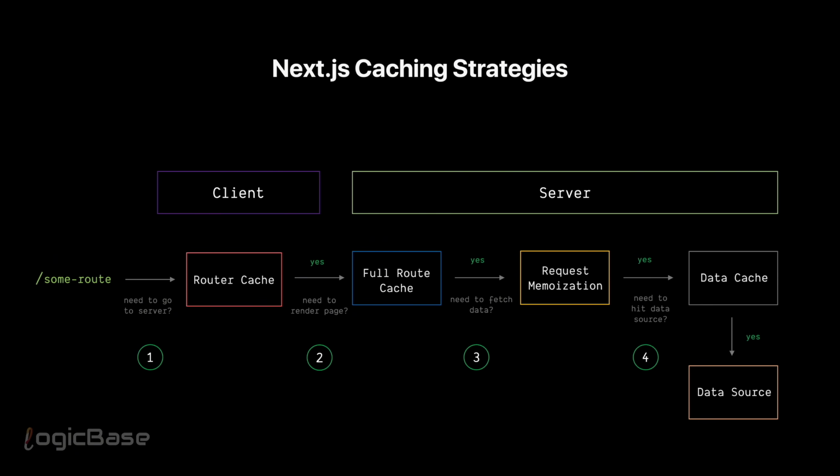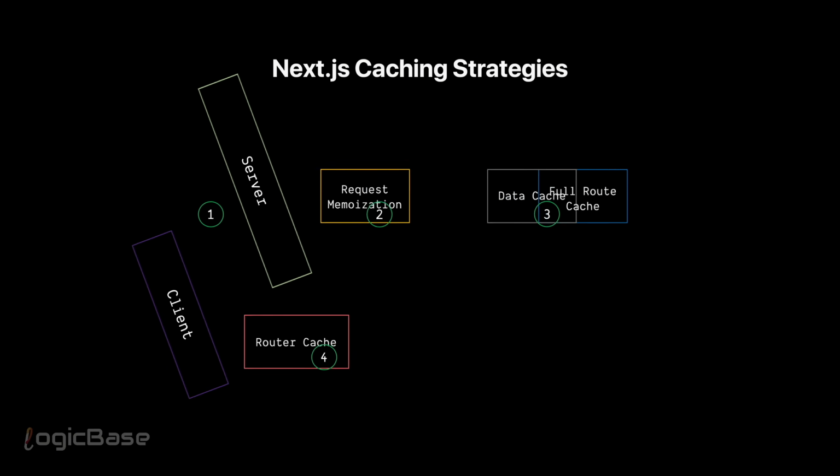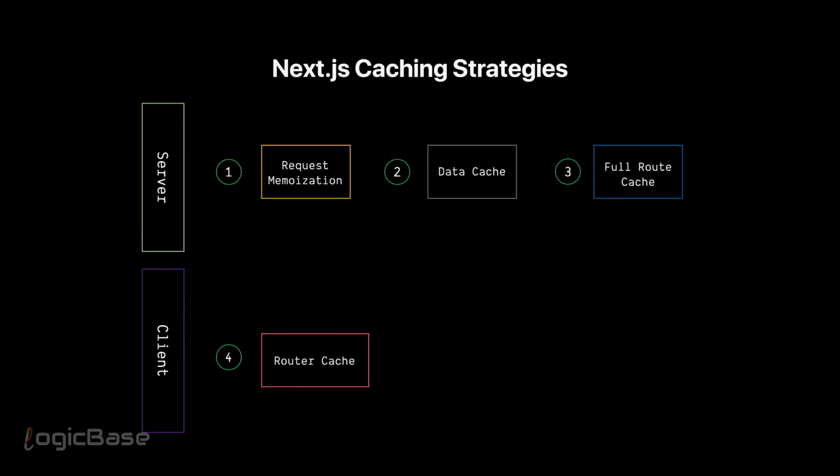Now, based on this same flow, we are going to break down each caching strategy in Next.js one by one. And I am going to explain them in the exact logical order that Next.js uses when handling caching internally. Request memoization, number 1. Number 2, data cache. Number 3, full route cache. And number 4, client-side router cache.